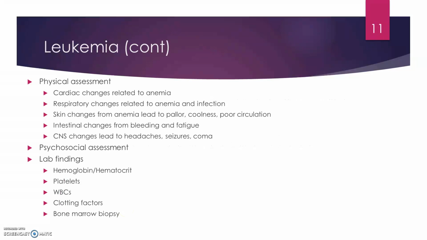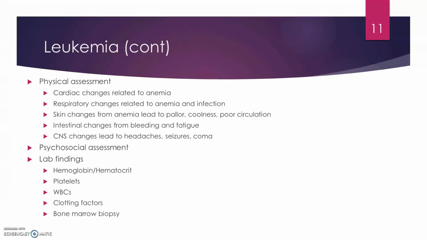So physical assessment. Basically we're going to see that they've got some anemia. We're going to see that they might have infections because you're kicking out a lot of white blood cells, but they're usually not made in a correct manner, and so these blood cells are not doing their job as well as they should. You can see skin changes. They're going to get cold and a change in pallor. They'll get pale. You can see some intestinal changes from bleeding and fatigue. You can see some CNS changes due to the hypoxia, which may include headaches, seizures, and coma.